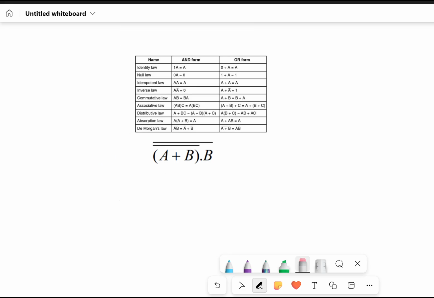Pause the video, give this a go yourself first. Okay, so looking at this, we can see a pattern straight away. We can use De Morgan's law. We can also use double negation. So let's use De Morgan's law first. By using De Morgan's law, we're going to have this as our next step. Now let's use double negation.